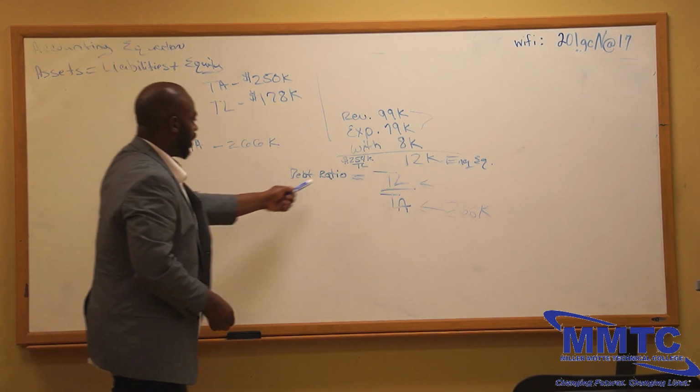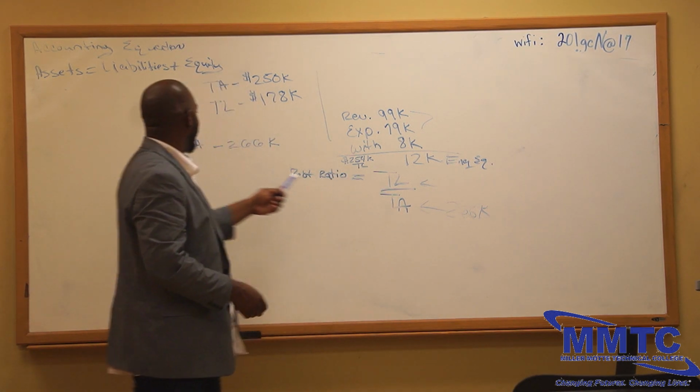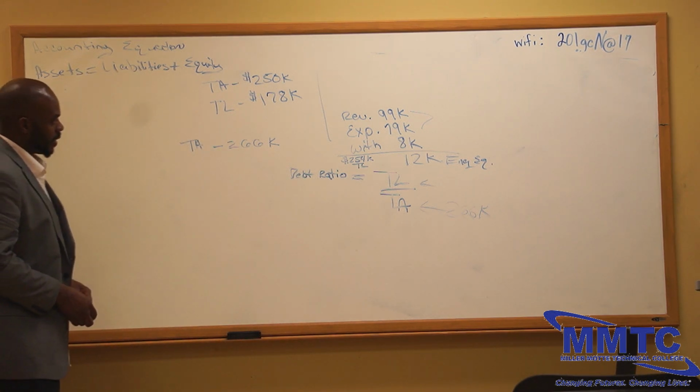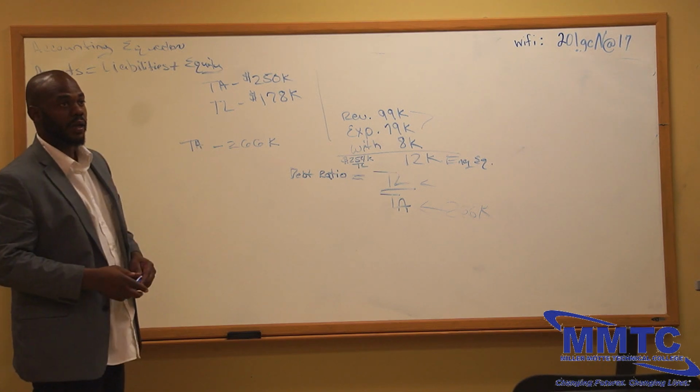Okay, so now let's plug it into the formula. 254 divided by 266. What we just did, I got lost.